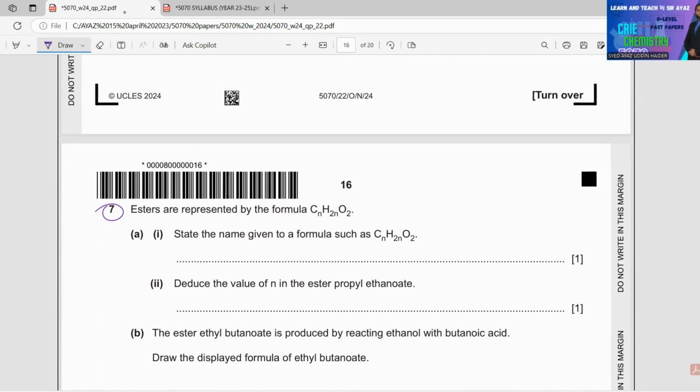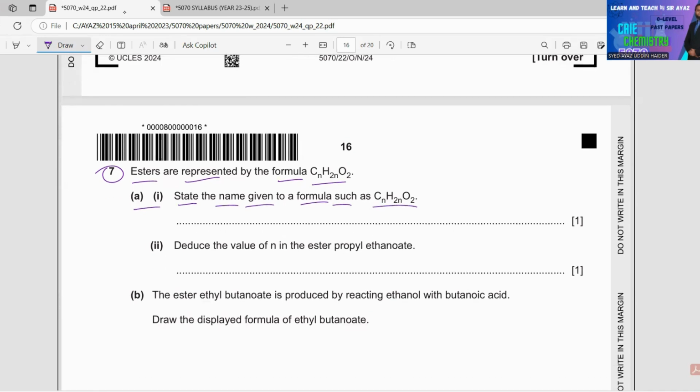Number 7. Esters are represented by the formula CnH2nO2. A1: state the name given to a formula such as CnH2nO2. This is known as general formula. So you write general formula. Number 2: deduce the value of n in the ester propyl ethanoate. Propyl contains 3 carbons, ethanoate contains 2 carbons. 3 plus 2, 5.